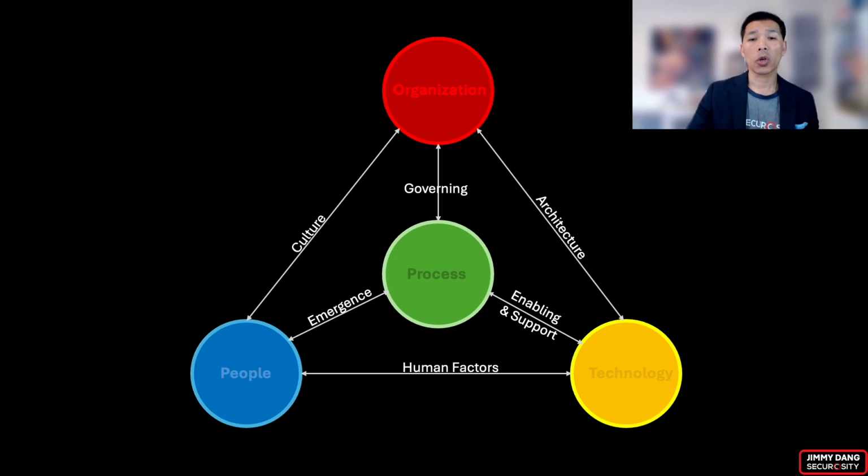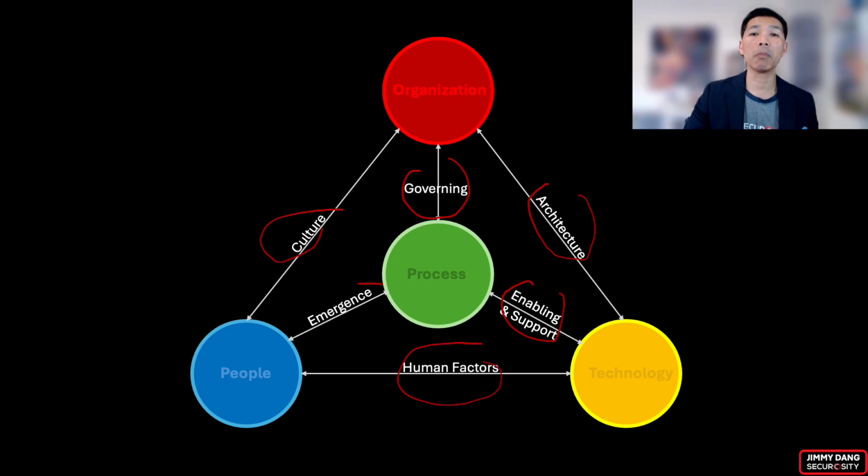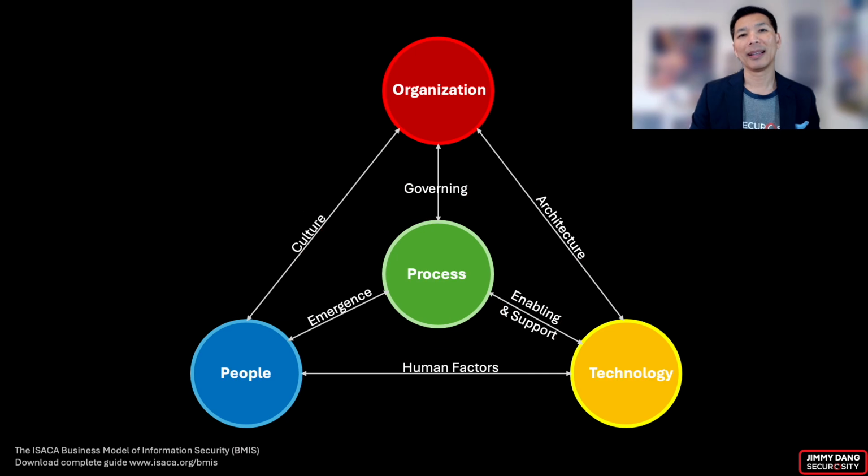They are culture, governing, architecture, enable and support, human factor, and emergence. Now, if you're looking for a good read right before bed, I highly recommend going to the ISACA website and downloading your free copy of the booklet.